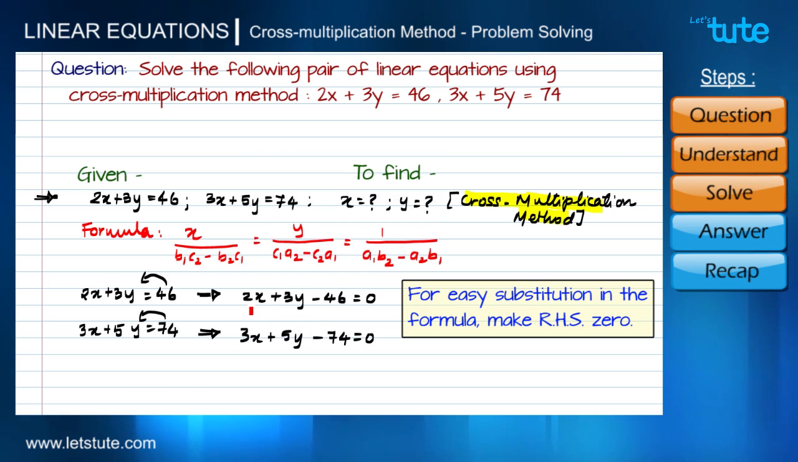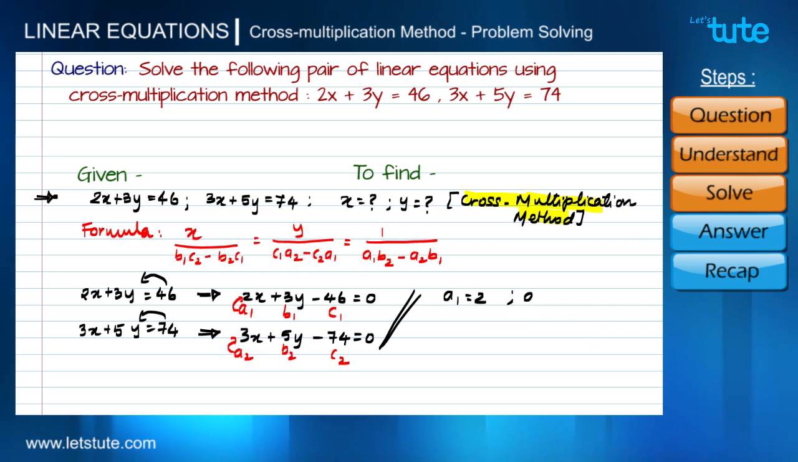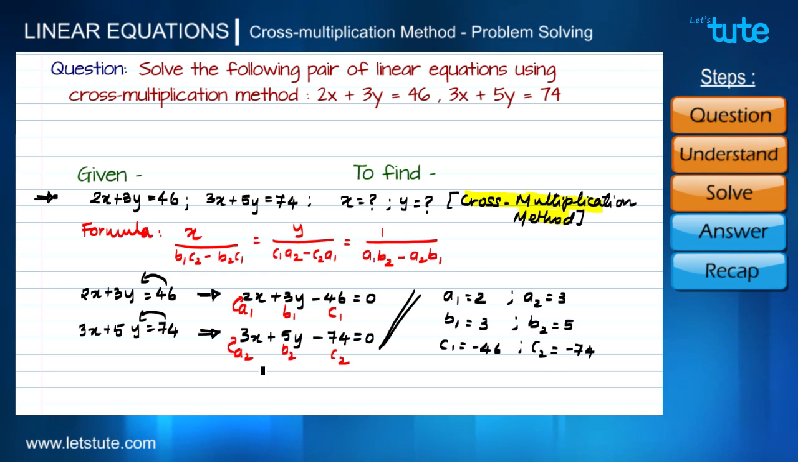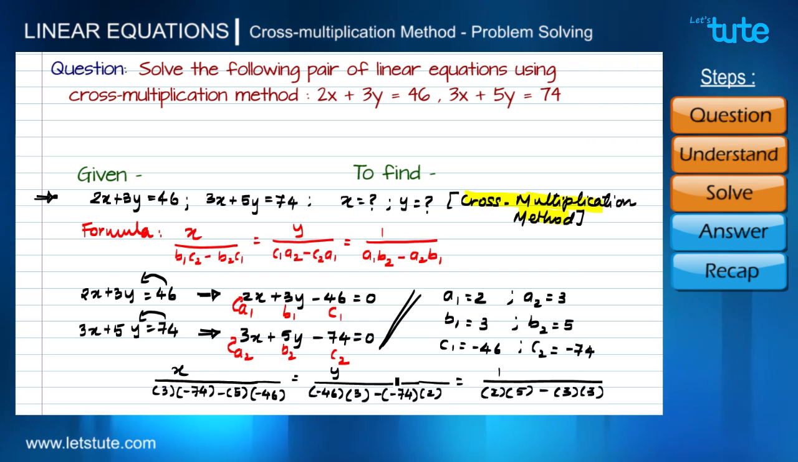And for using the formula, we have to consider a1, a2, b1, b2 and c1, c2. So for coefficients of x, we give the names a1 and a2, a1 for 2 and a2 for 3. Similarly, for coefficients of y, we give the names b1 and b2. Similarly, for constants c1 and c2. Let us list out the values for a1, a2, b1, b2 and c1, c2. So when we apply these values in the formula, we get the following result.